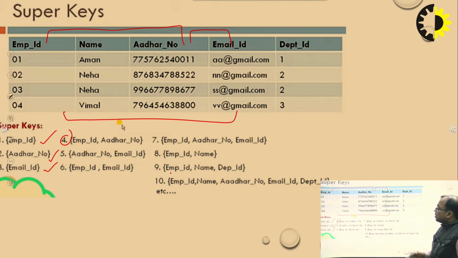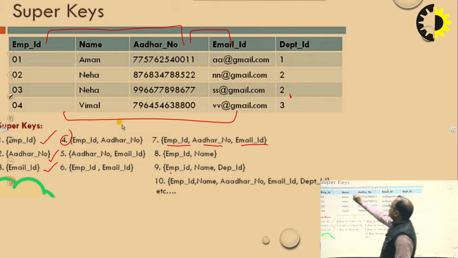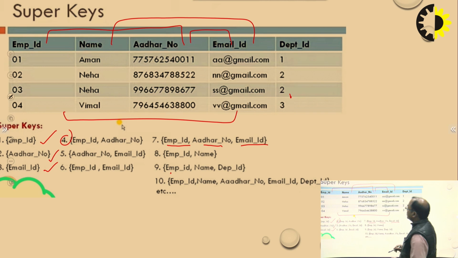So we can have combinations of 2 attributes, or we can have combinations of more than 2 attributes. In this case we have employee ID, Aadhaar number and email ID. This is also combinedly uniquely defining this table. So we can say employee ID, Aadhaar number and email ID is also a super key. Clear? Now we can take another super key, that is employee ID combined with name. Employee ID and name is another example of a super key.